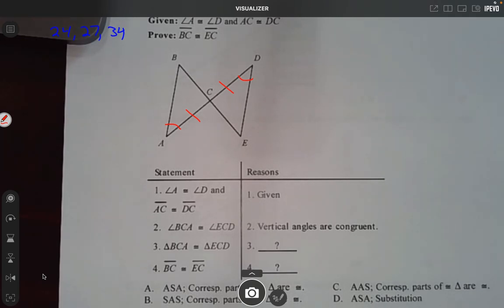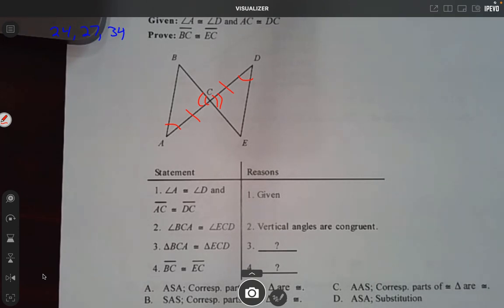The third thing tells me, hey, this angle C is congruent because of vertical angles. Where do we see this angle C? Here and here. Are y'all okay with that? I'm just marking on my picture right now. Now I'm ready to answer my question.